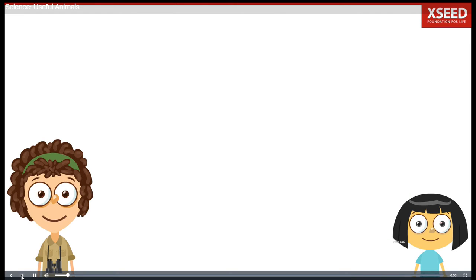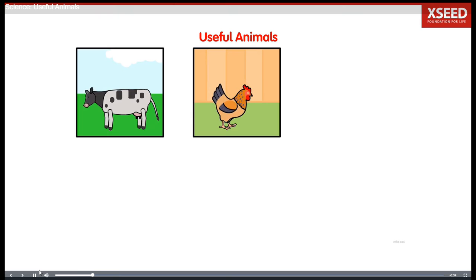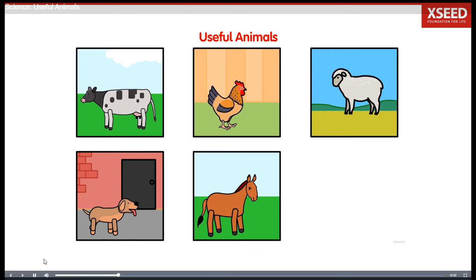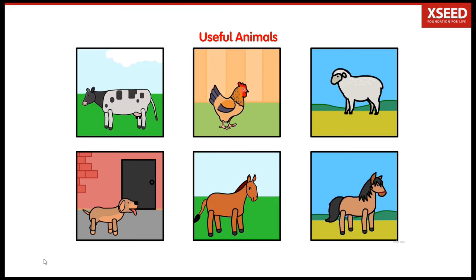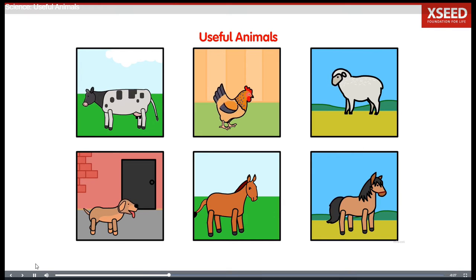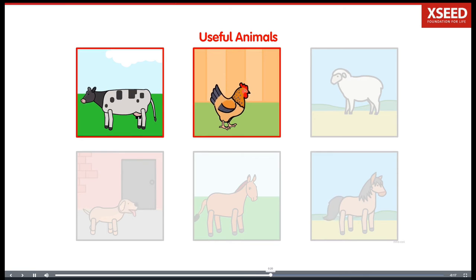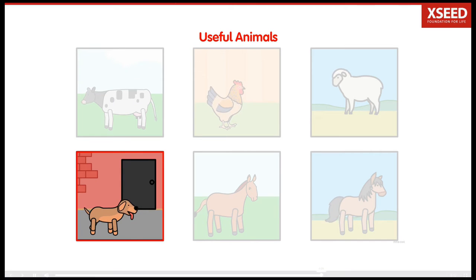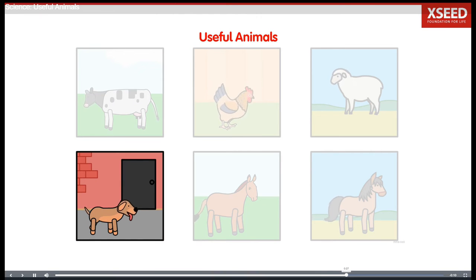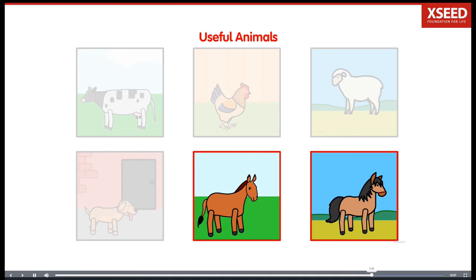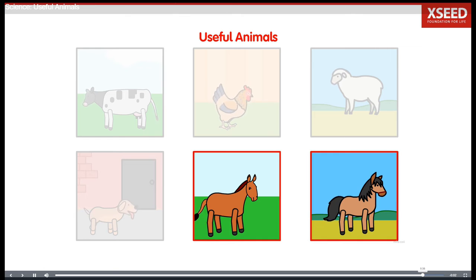What is your answer? Cow, hen, sheep, dog, donkey and horse are the animals that were helpful to Sue. Great! Animals such as cows and chicken are useful animals because they provide us with food such as milk, eggs and meat. Dogs protect us, and animals such as donkeys and horses help us by carrying us and load, such as heavy bags.